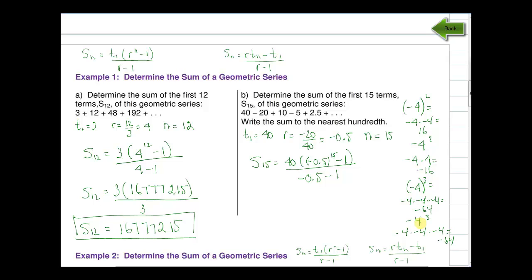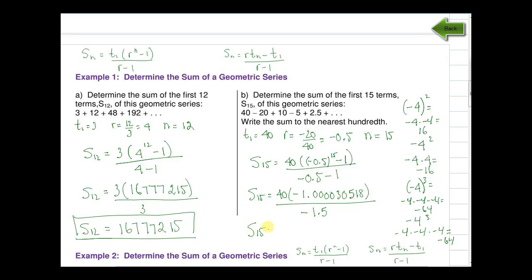Okay, so getting back to our question then, we're first going to calculate what's inside the bracket. So we're going to go 40 times, and you're first going to calculate negative 0.5 to the 15th power, and then minus 1 from it, and you are going to get negative 1.000030518, and divide that by negative 0.5 minus 1, which is negative 1.5.